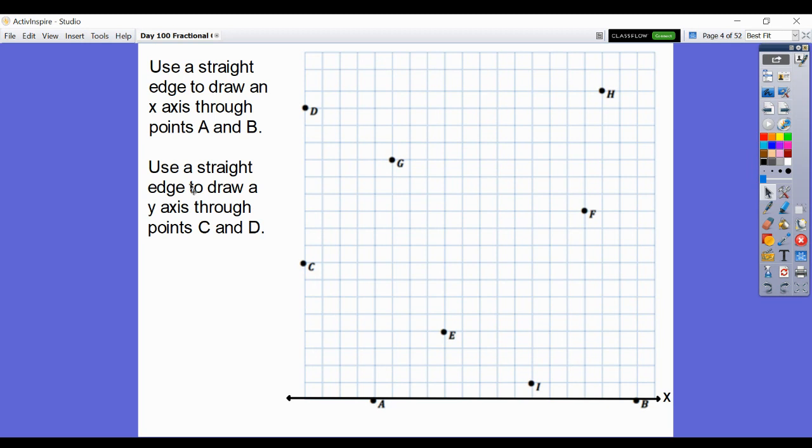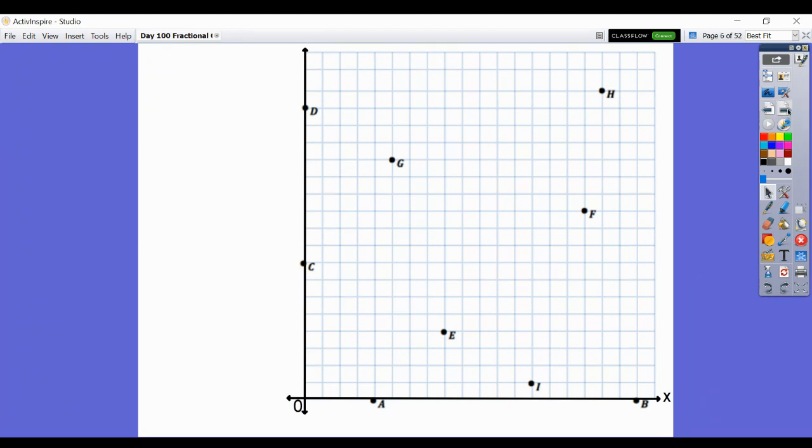Now use a straight edge to draw a y-axis through points C and D. And again, that is your vertical axis through C and D. And there we have it.